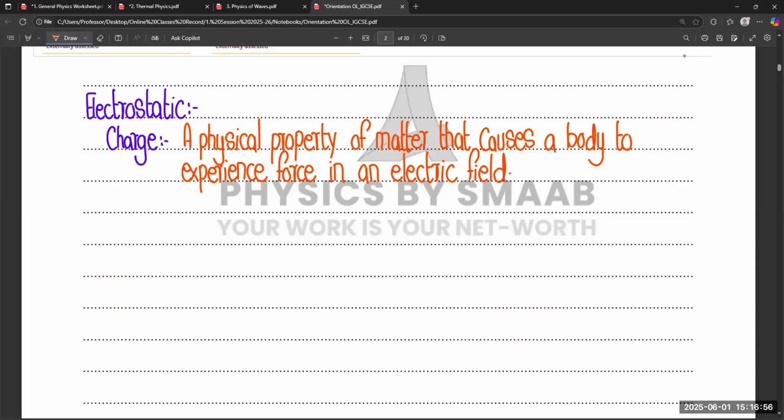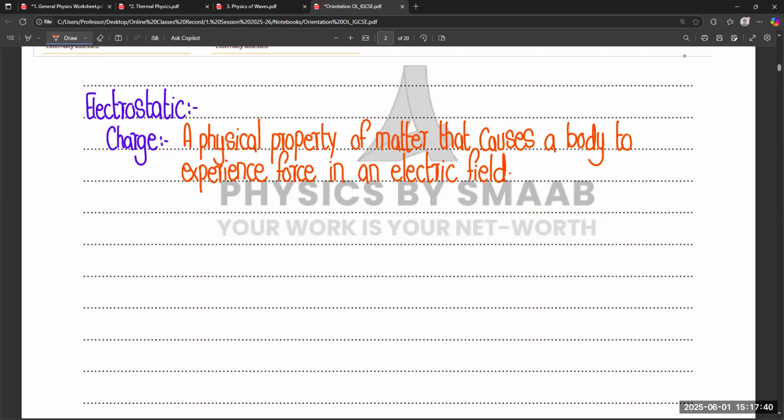Basically, electric fields and magnetic fields are both invisible to us. We are not able to observe and see the magnetic and electric field in our daily life. So we observe those fields by their impact on something. For example, if you place anything metallic near a magnet, it is attracted towards the magnet, so we observe that there is a magnetic field. In the same way, we do the same thing for charges. That's why the definition of charge states the same thing: it is a physical property of matter that causes a body to experience force in an electric field.